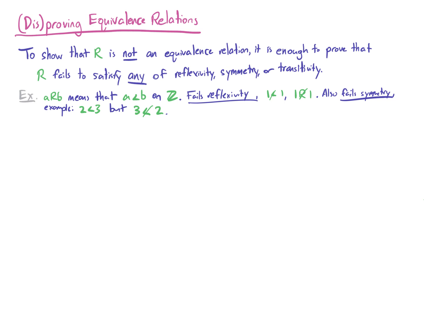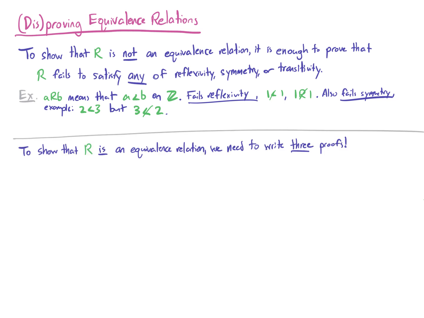Now, unfortunately, the situation is quite different if we want to show that something is an equivalence relation, because if I want to show that a relation R is an equivalence relation, it's not enough for me to find counterexamples. I need to write 3 proofs. I have to write 3 proofs. So here's an example.